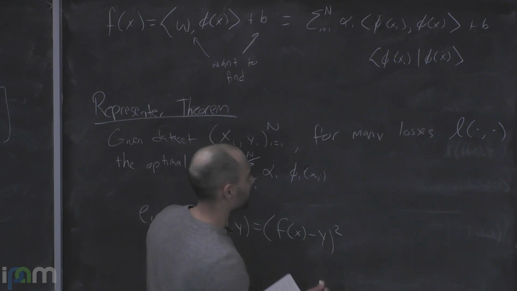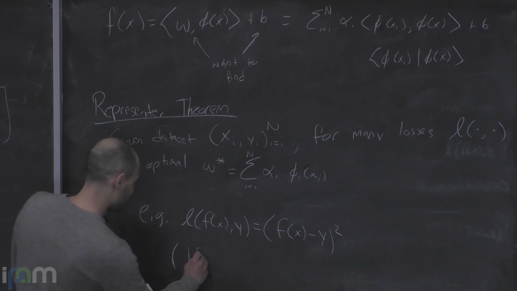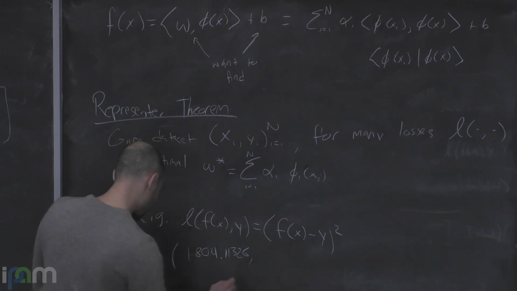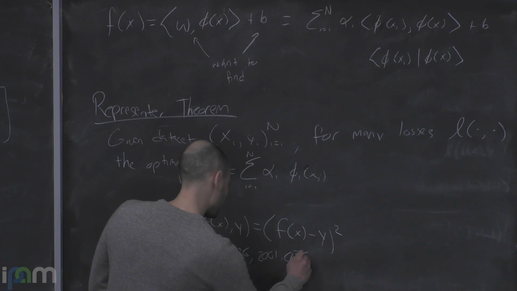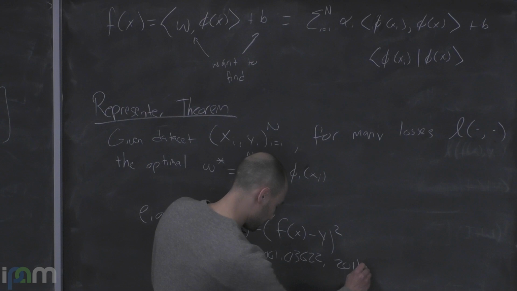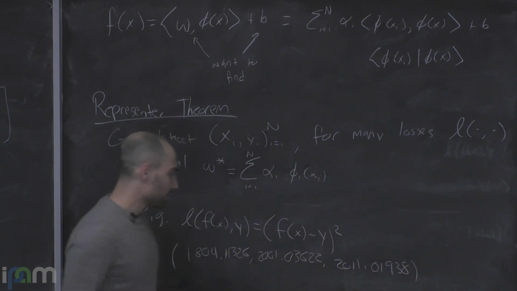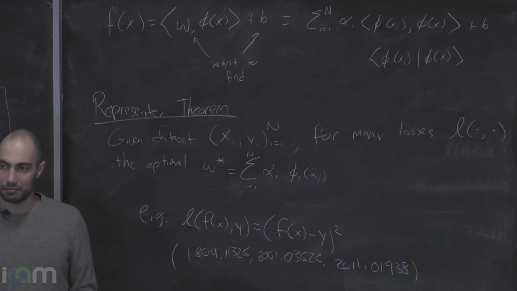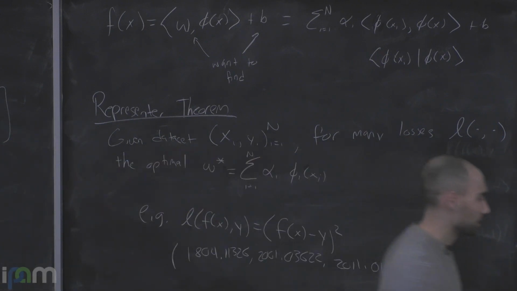There are a few good papers I would recommend if you want to see the basic ideas behind this and different ways of doing this. Again, I'm just going to put arXiv numbers: 1804.11326, 2001.03622, and then 2011.01938. This idea is really elegant, and people have taken different views of it. If you want to see more of this, you can look at those papers.